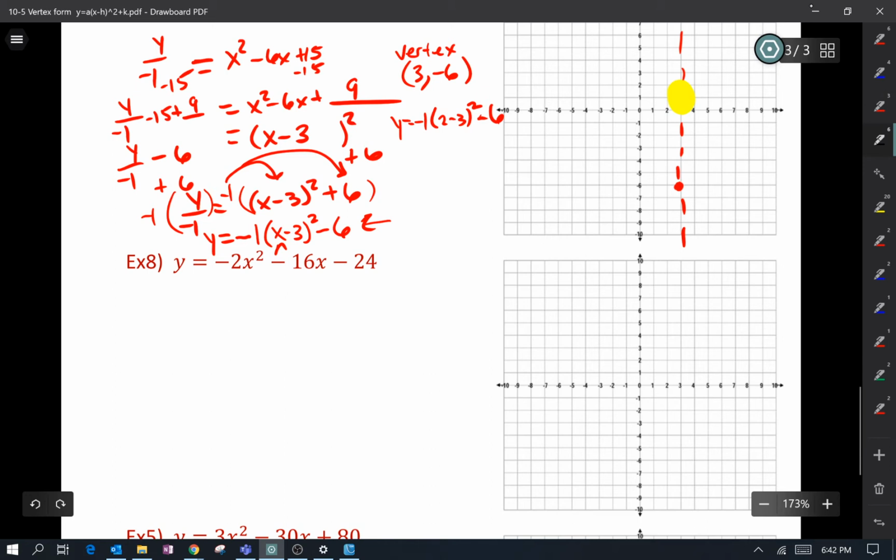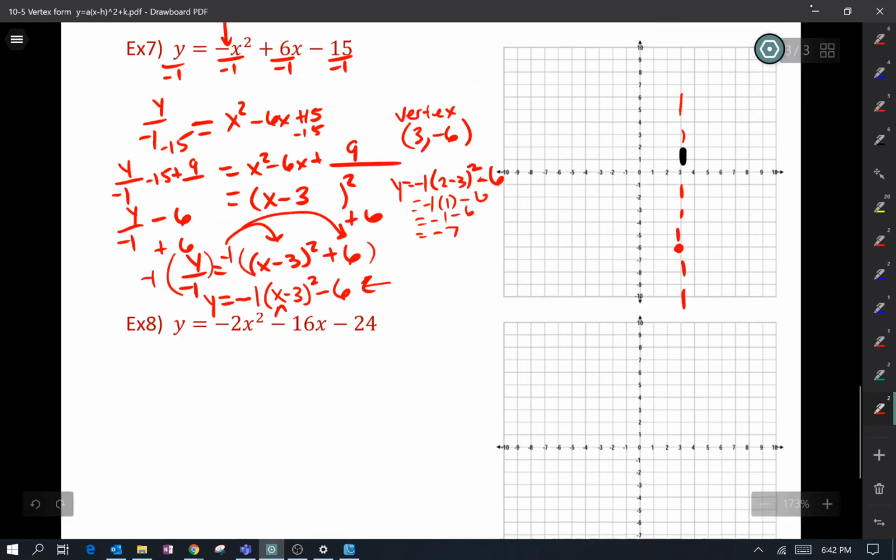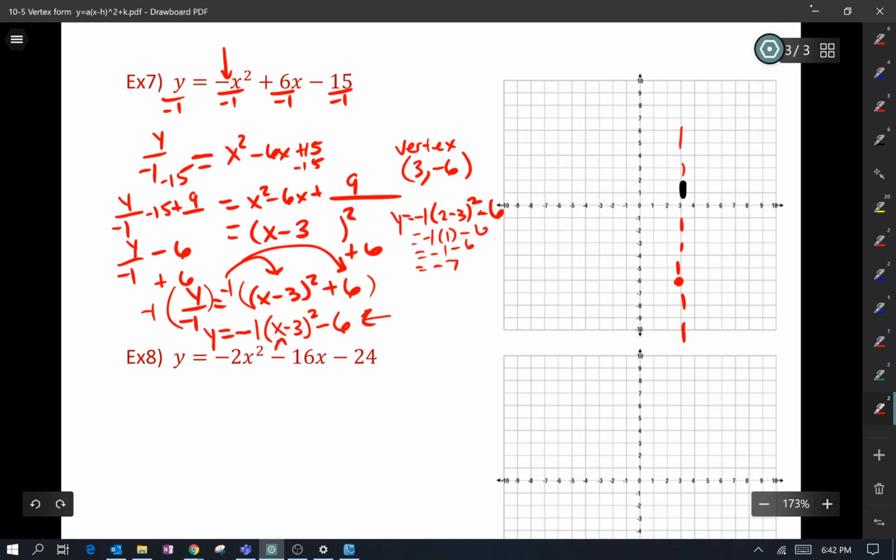All right. So 2 minus 3 is negative 1. Negative 1 squared is 1. But then you're going to multiply it by negative 1. So you get negative 1 times 1 minus 6. So we get negative 1 minus 6, which is negative 7. So we get the first point on our graph, other than the vertex, is 2, negative 7, right?